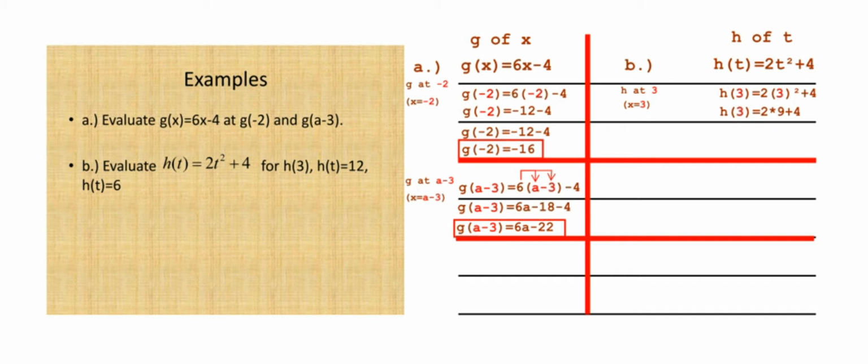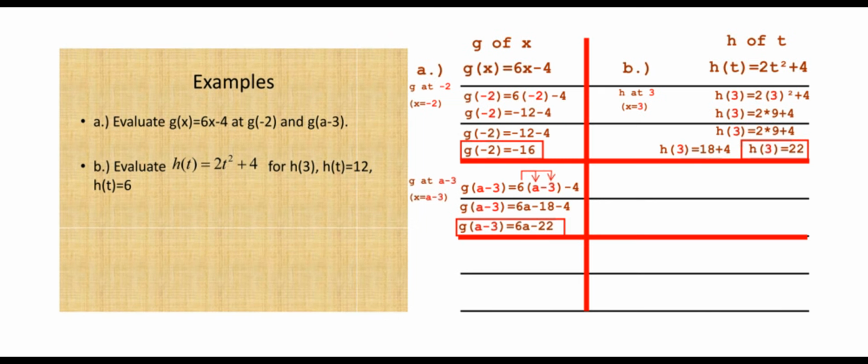Now our operations say we multiply first. So h of 3 equals 2 times 9. 2 times 9 gives us 18. So h of 3 equals 18 plus 4, adding now. So that tells us that h of 3 equals 22. And there's our final answer. The x value is 3 and the y value is 22. So let's continue with the next example in this case.